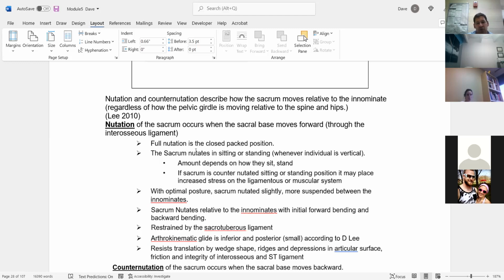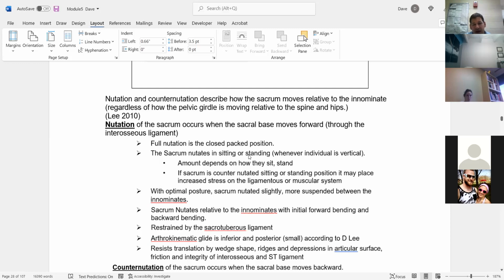So full nutation is one where, if I'm in standing, it shouldn't always be in full nutation, closed pack. It should be a little bit in the mid-range, nutated, but not fully nutated. Those individuals who stand with the sacrum in a fully nutated position in the innominate create a lot of stress on the ligaments and compression in the joint. So people who stand like that with it in the closed pack all the time will be prone to a few more different pain syndromes that can occur.